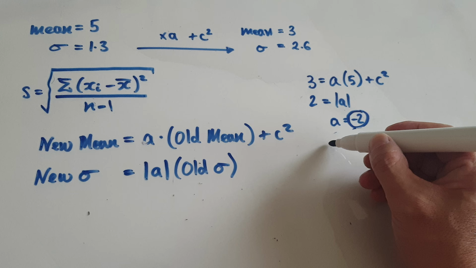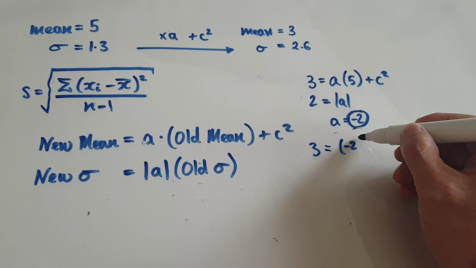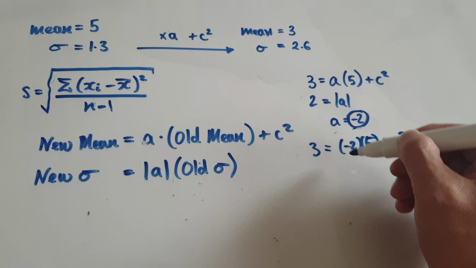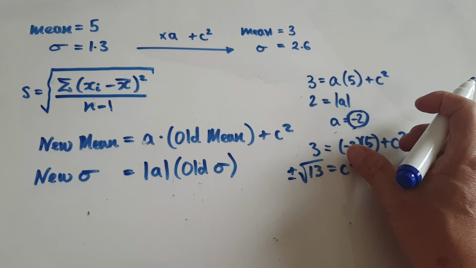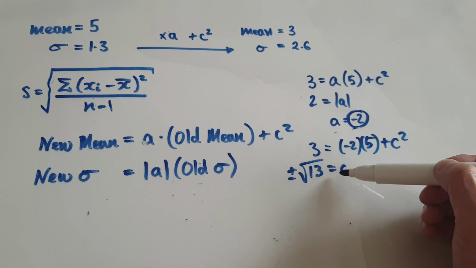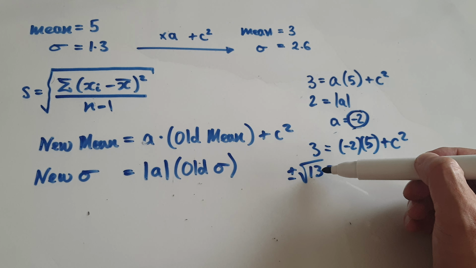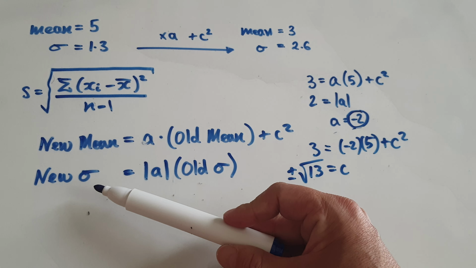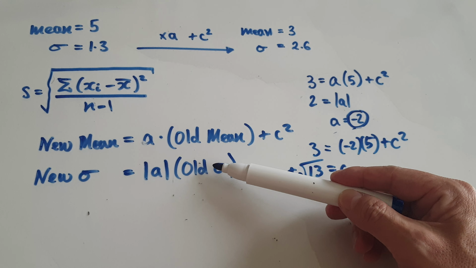So that would be 3 equals negative 2 times 5 plus c squared, so negative 10. Add 10 to both sides: 13 equals c squared. Square root both sides, plus or minus. So our final answer would be a is negative 2 and c is plus or minus root 13. In the next video, I will explain why the new standard deviation is the absolute value of a times the old standard deviation.